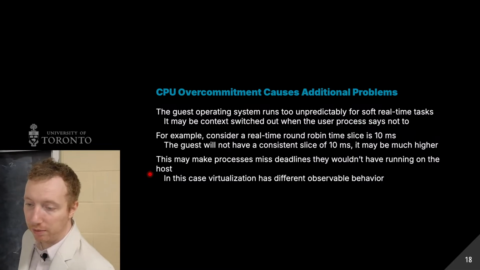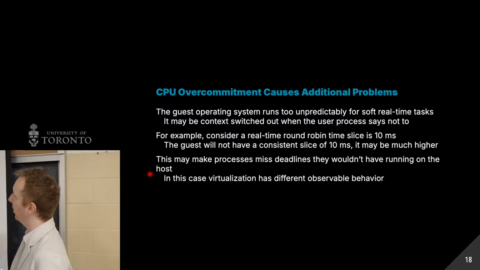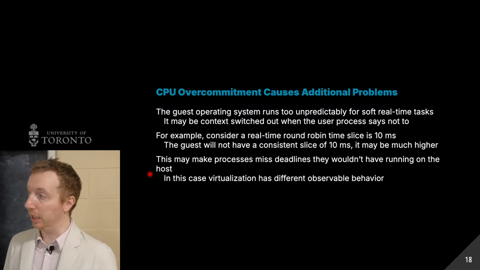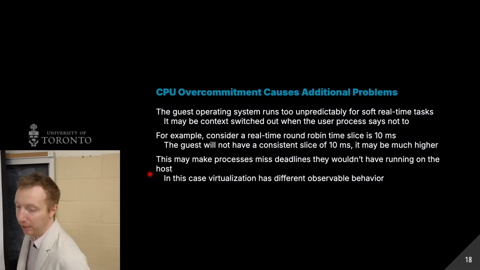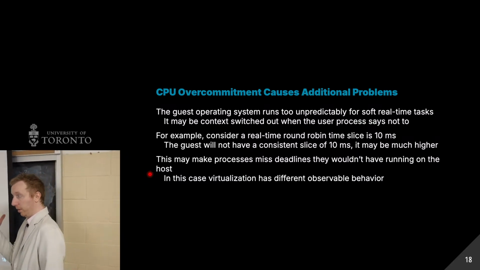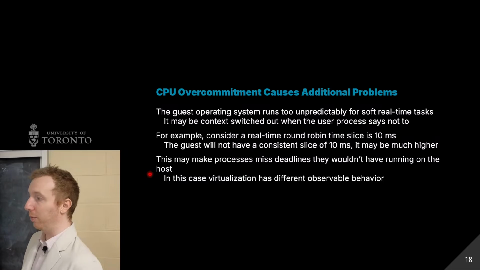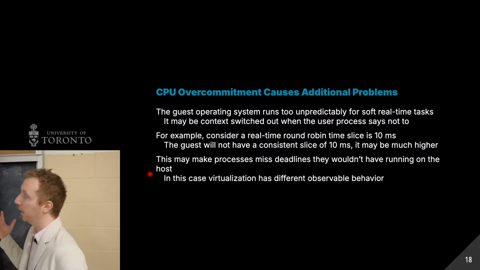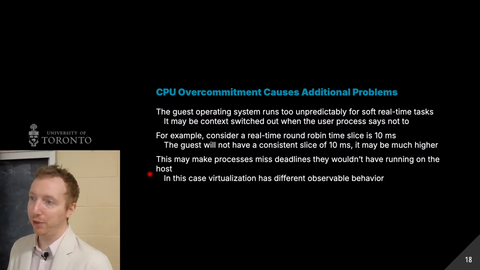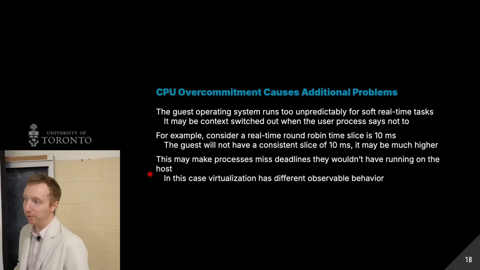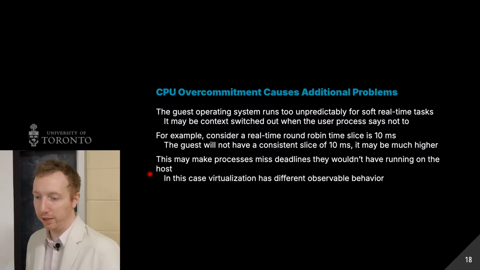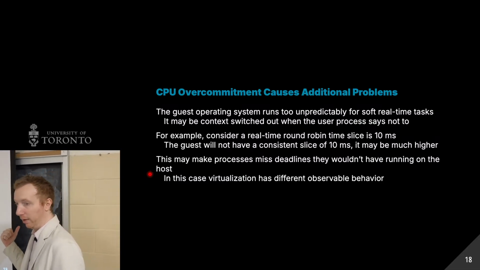So some additional problems it might cause if we have some overcommitment issue is, your guest operating system now runs too unpredictably for soft real-time tasks, because it might be context switched out when the user process says not to. So we know on Linux, you can just set your process to real-time scheduling that will have priority above literally anything else. So you're guaranteed it will not be switched out. Well, if it's running a virtual machine, you ultimately do not have control over the hardware. So your virtual machine might get context swapped out, and therefore your process will get context switched out, even though you said for it not to be.